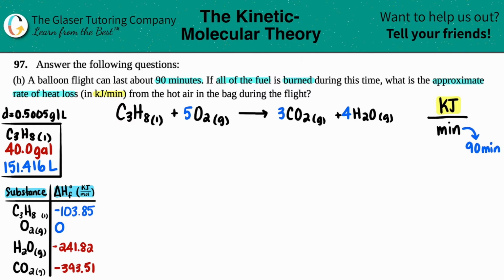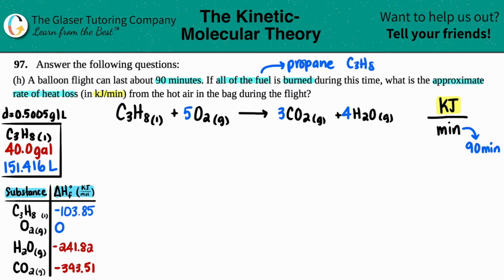We talked about how propane, they told us that there was 40 total gallons. So that equals 151.416 liters. We did that conversion. Also, they told us that the density of the propane was 0.5005. So this is all coming from the last question that we did and the balanced equation. Now, they did say that if all the fuel, and remember the fuel in this case is the propane, right? It's the liquid propane that we talked about in the last question. That's C3H8, that's this guy.